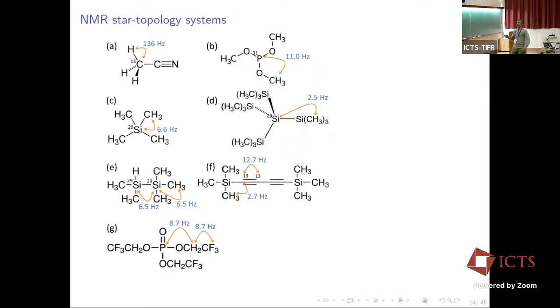So we have various systems of star topologies. You can have a number of systems. We now have up to 50 plus spin systems in star topology.